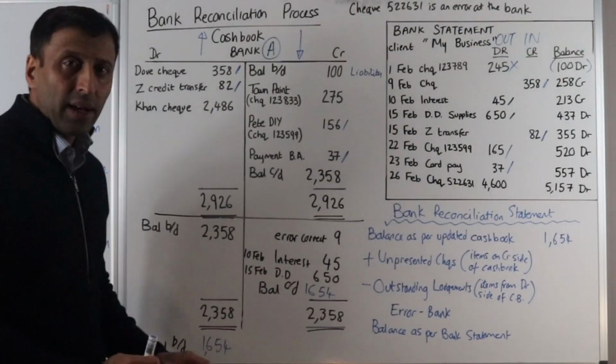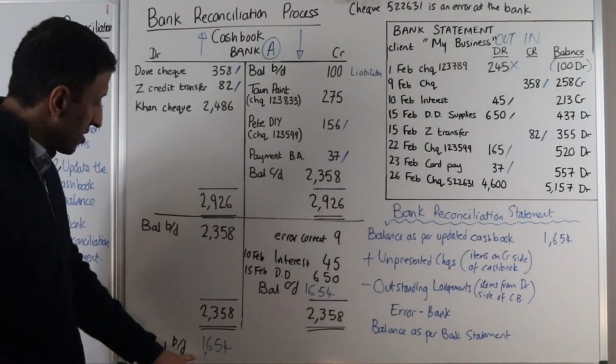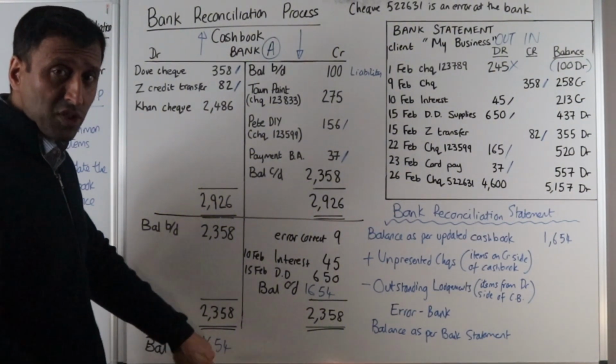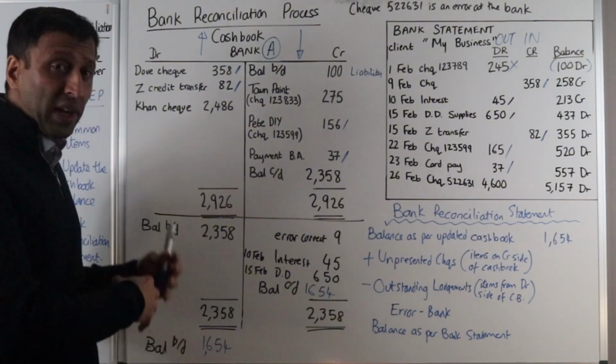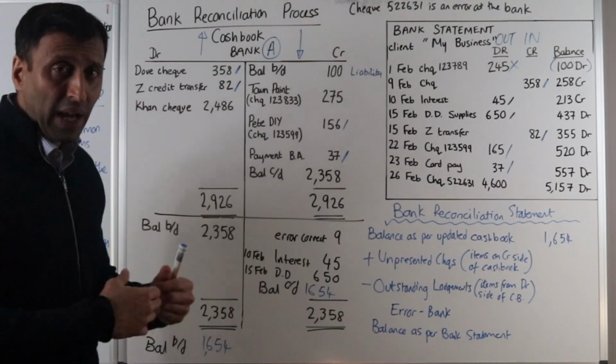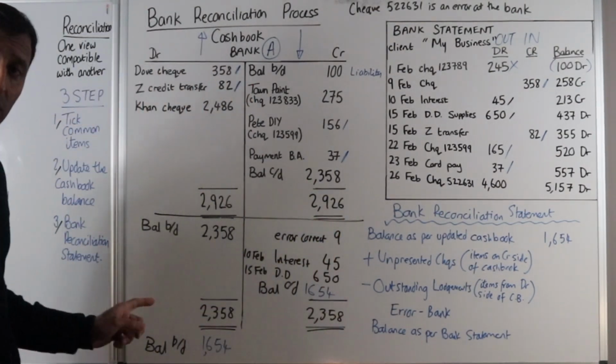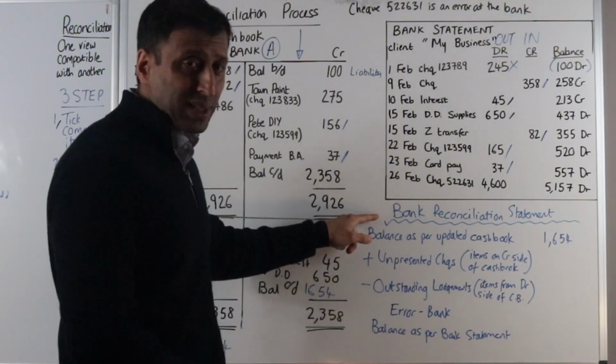Okay, I've now balanced that cash book off, and we see that we now have an updated cash book balance of 1,654 on the left hand side, which means it's an asset. We have a positive balance at the bank. And lastly, step number 3, we do the bank reconciliation statement, which looks like this.